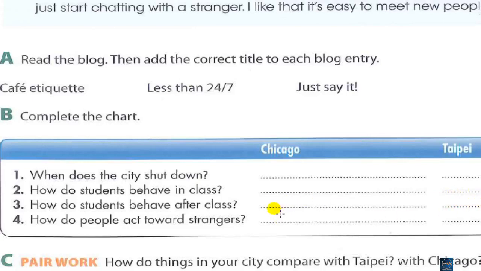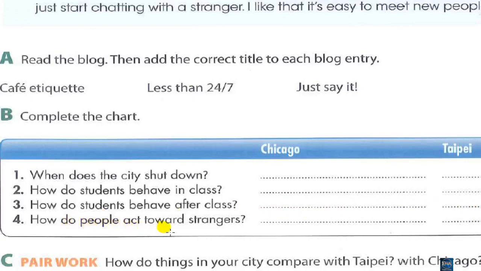Three, how do students behave after class? In Chicago, the students leave immediately. Students leave the class immediately. But in Taipei, they wait for some time.